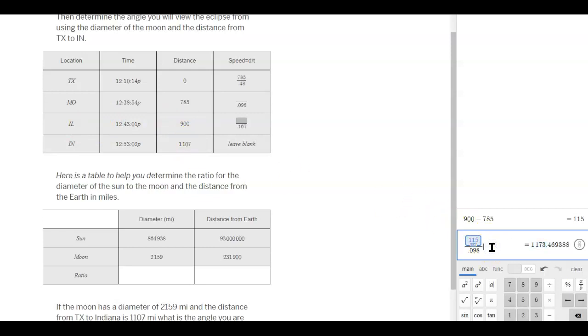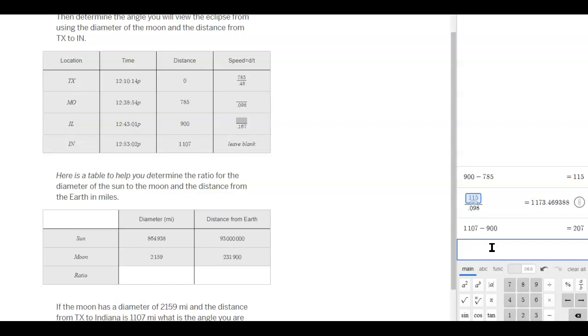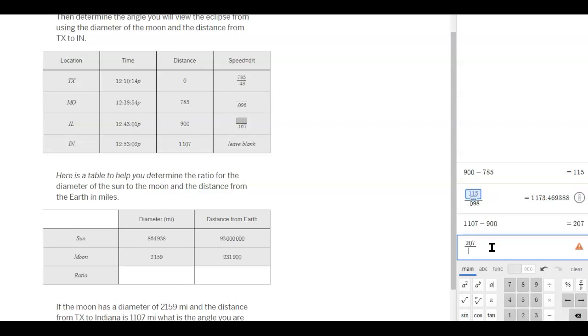So let's go ahead and plug in 1107 subtract 900, which is a difference of 207 miles. And then we're going to divide that by the time. So from 12:43 to 12:53. So we're going to say 207, or we can use our answer, however you want to do it, divided by 0.167 is a speed of 1,239 miles per hour.